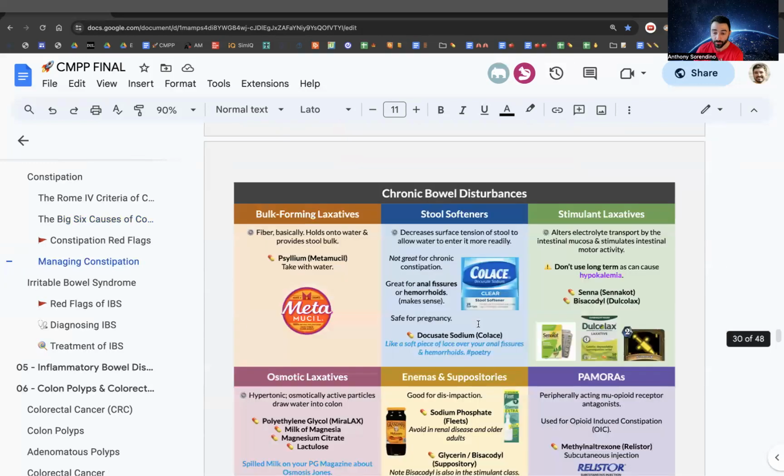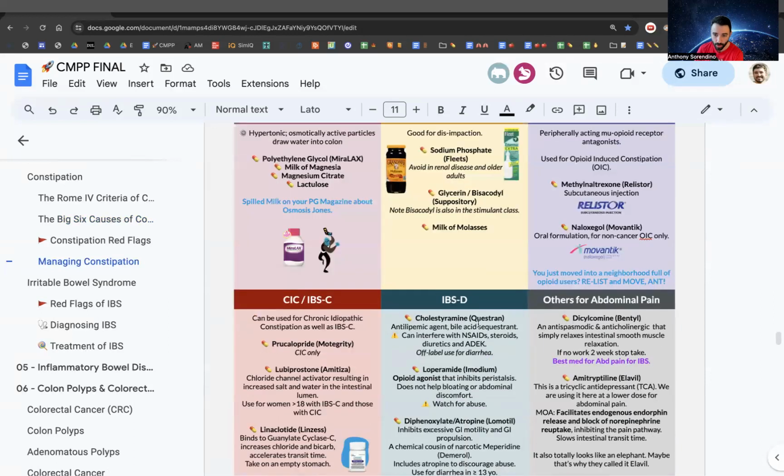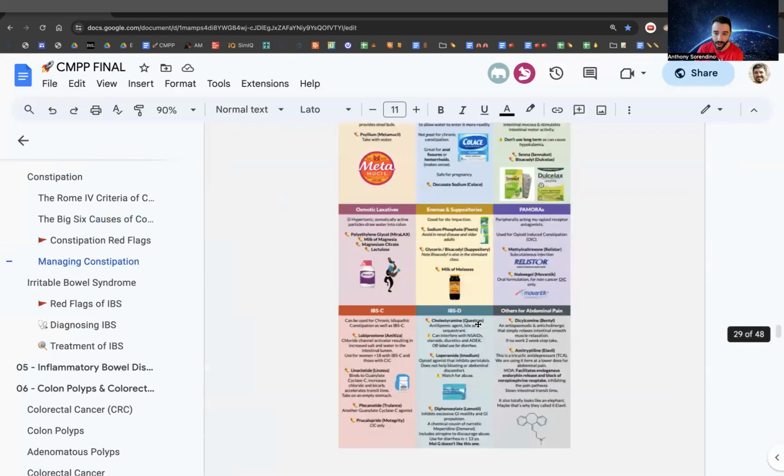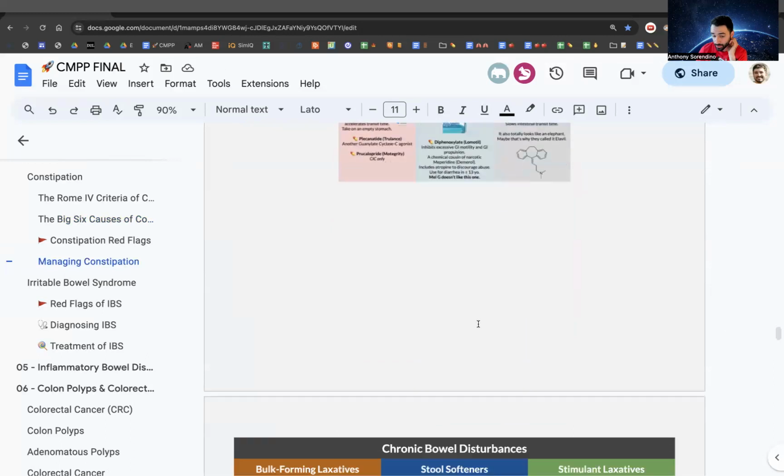Okay, so there's actually an overwhelming amount of medications for what we're calling chronic bowel disturbances. So let's go through them all. Again, I'm using this matrix of 9, and you just store information. I'm telling you, it's amazing. It works. You store information into corners, into boxes, and I remember almost this entire chart.